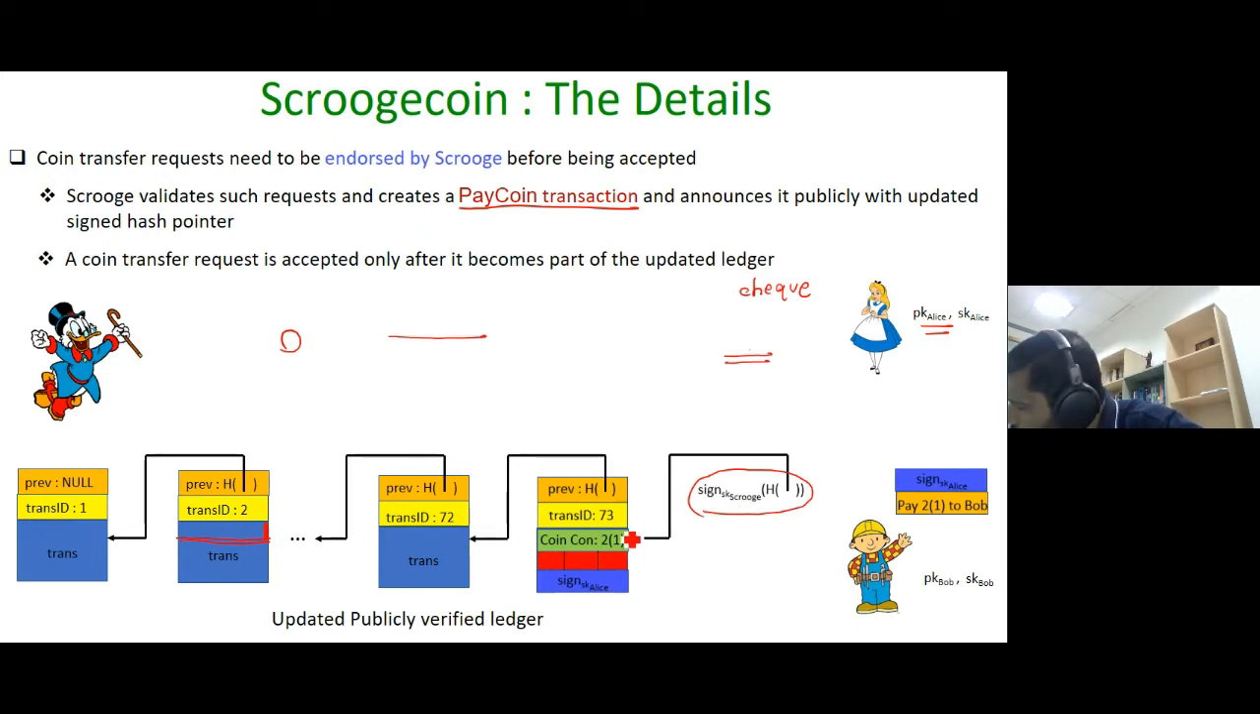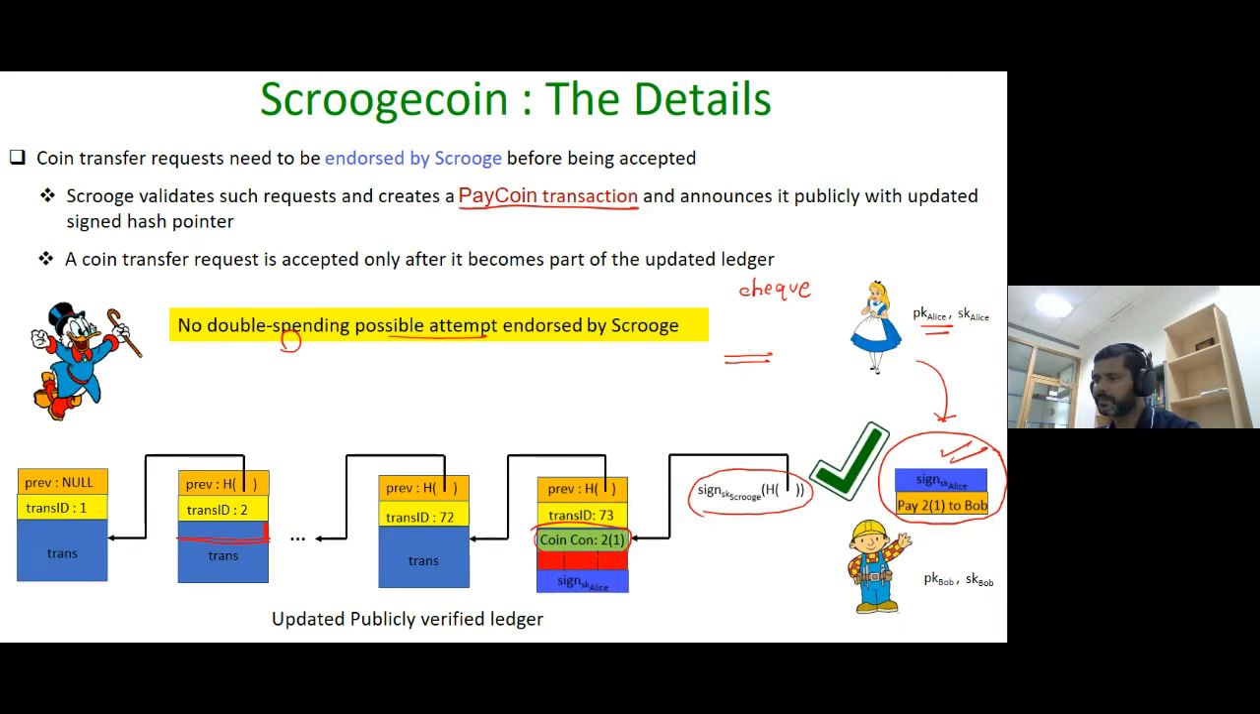And he will go and check whether the transaction which Alice gave to Bob has been authorized by Scrooge or not. That means whether it is present in the block which Scrooge has newly inserted in the blockchain. If Bob checks that, okay, both the checks pass, he will accept this check. And now he is the recipient of the coin which Alice got in transaction number 2,1.